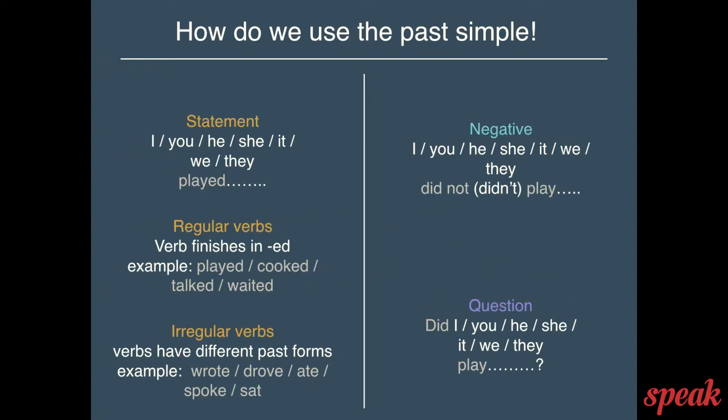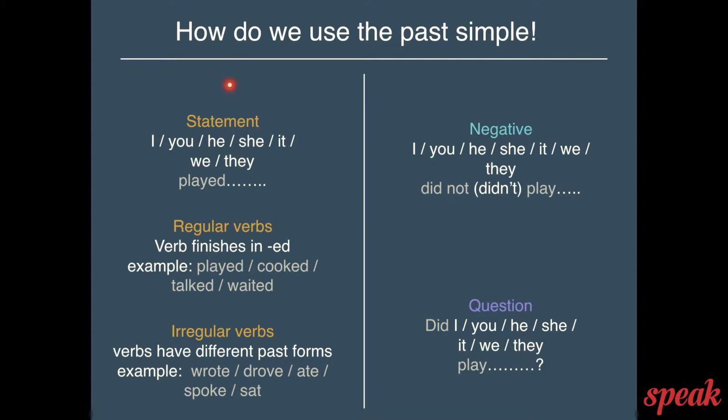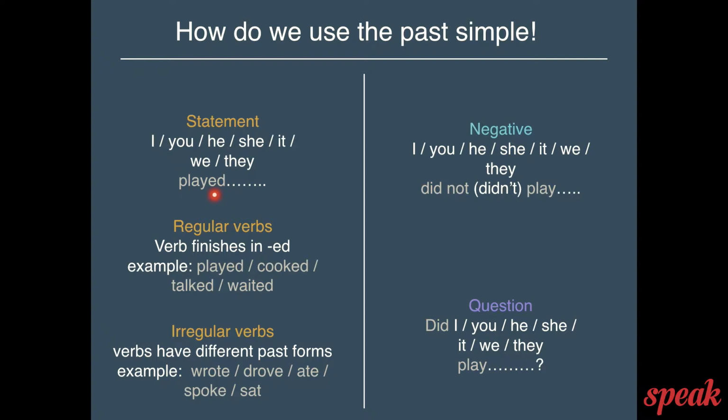Okay, so how do we use the past simple? We use the past simple in different ways because we have regular verbs and irregular verbs. So I'm going to explain that. First of all, let's look at the left side. So let's look here at the statement. Statement means a positive sentence. Okay. A positive sentence is to say something which is affirmative. So when we use I, you, he, she, it, we, or they, you just use your verb with ed. Okay? We use the ending ed with regular verbs.